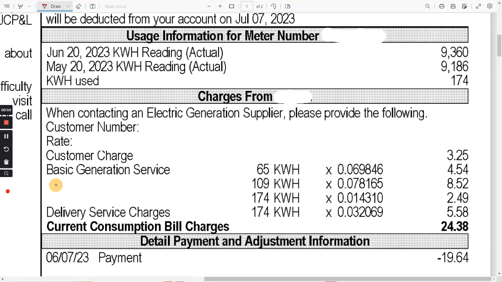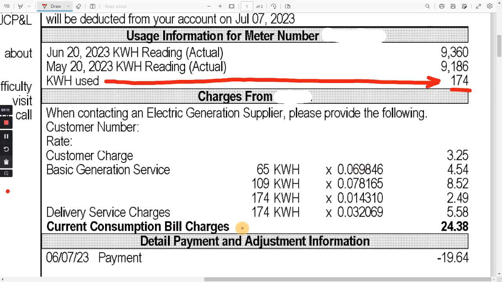So here's my electric bill. I don't use much electricity, but anyhow, you can see the number of kilowatt hours used. If we trace that across, that is 174. And the total price that I paid is $24.38. So to find the price per kilowatt hour, I'm just going to take the total price and divide by the number of kilowatt hours.